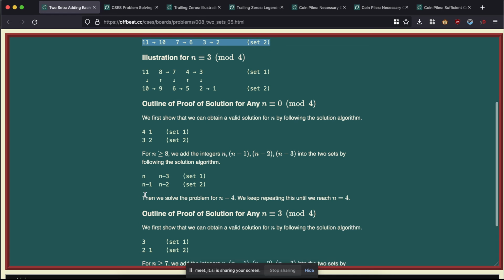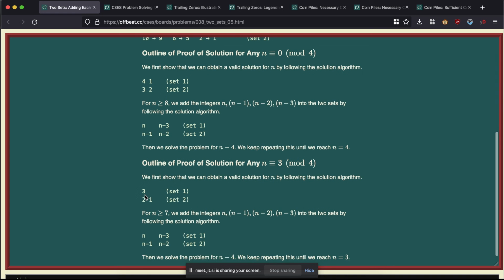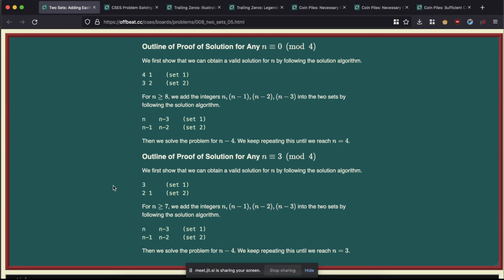And the argument for n being a multiple of 4 plus 3 is also very similar. We will first show that we can obtain a valid solution for n equals 3. That is something I missed there. So n equals 3, and the solution obviously looks like this: 3 and 2, 1. They both have equal sums. The sum in the first set is 3. The sum in the second set is also 3.